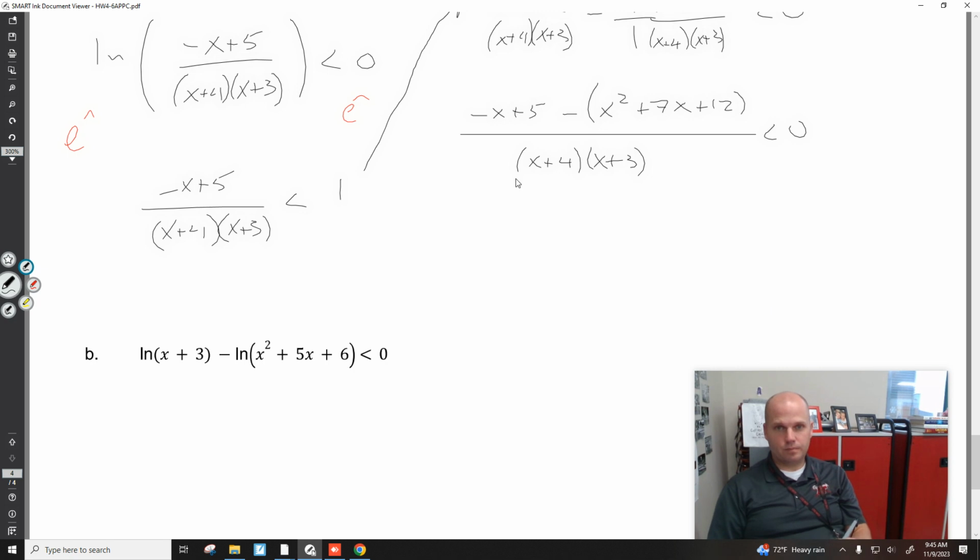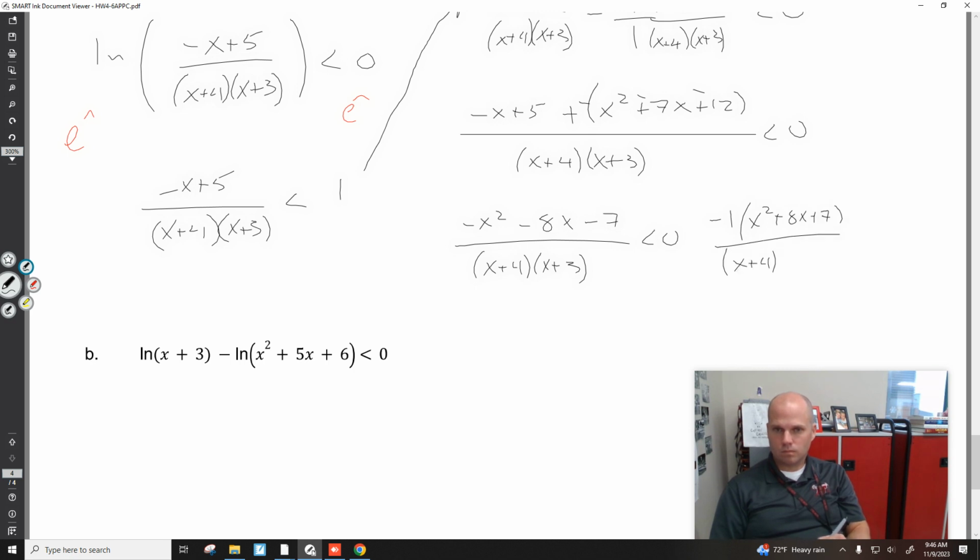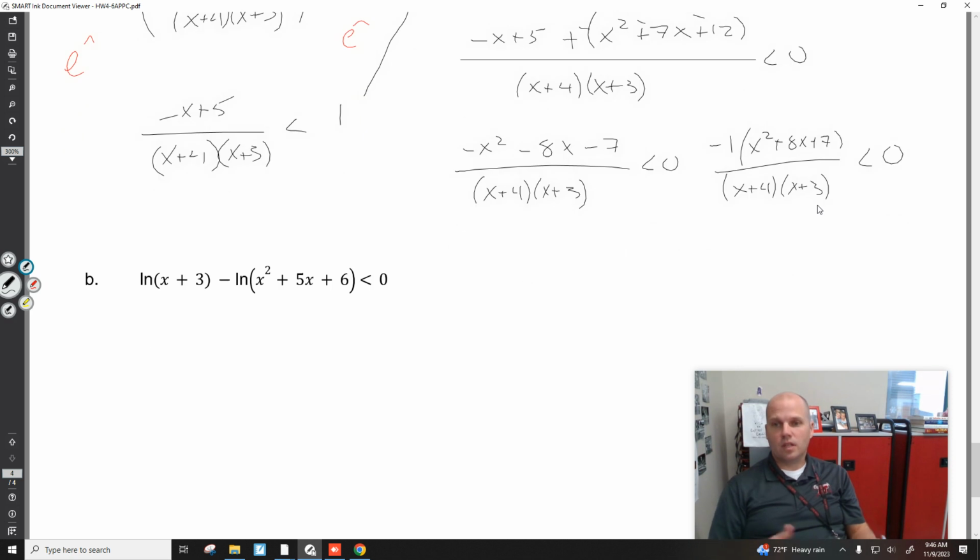I'm going to combine my numerator. So I got a negative x squared, I have negative x plus negative 7x, which is negative 8x. I have positive 5 minus 12, which is minus 7. I will factor out a negative 1. I will factor the x squared plus 8x plus 7, giving me negative 1, x plus 7, x plus 1.